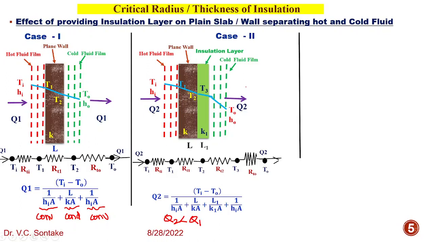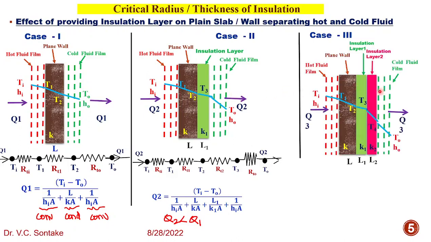Once again, let us consider one more case here. Case 3, with the same arrangement as shown in case 2, with the difference that a second layer of insulation, shown in the pink color, is provided between insulation layer 1 and cold fluid film. The thermal conductivity of the second layer of insulation is K2 and thickness is L2.